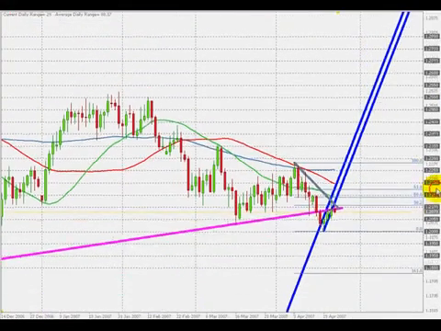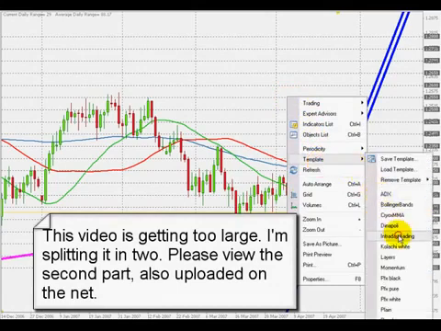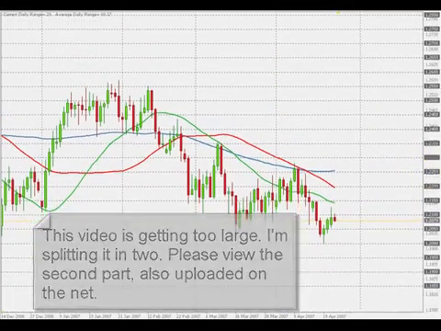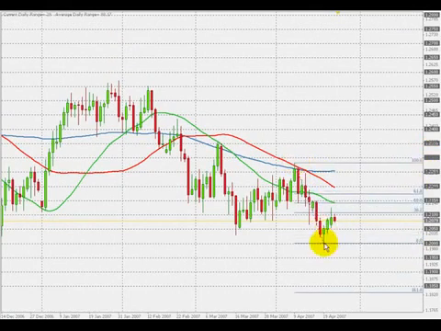and I'm going to let the second part of the trade run to its full potential move from the daily chart.